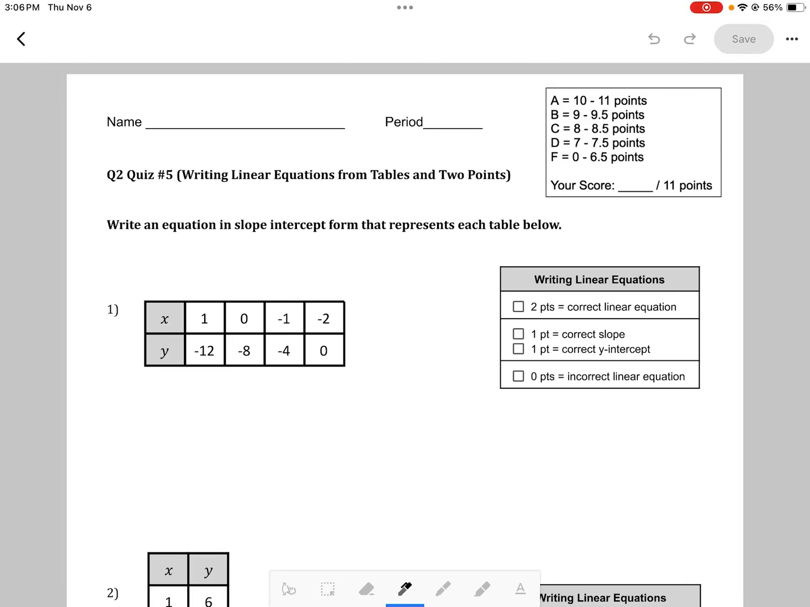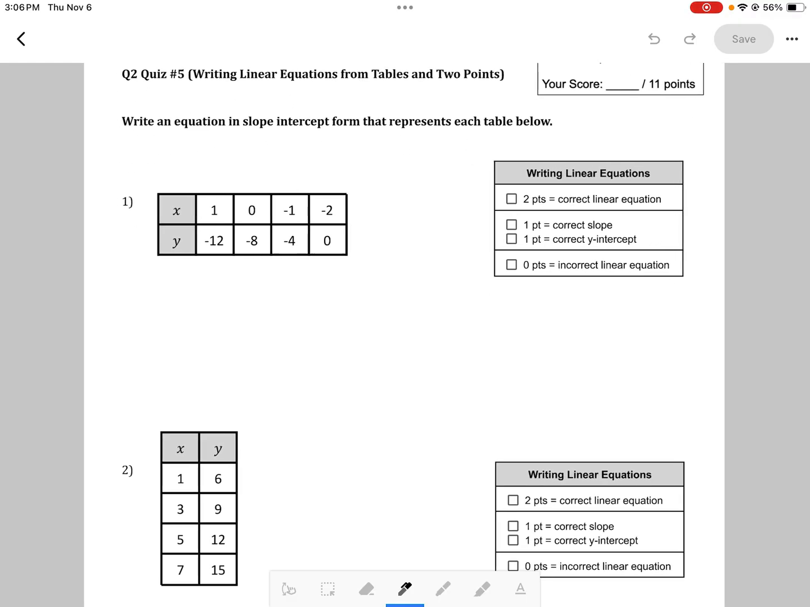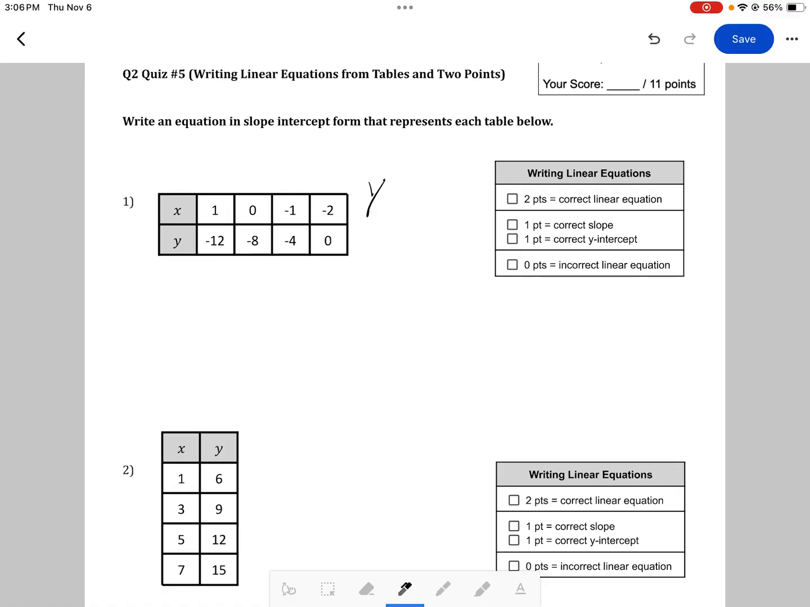Hi everyone, today we're going to talk about our quiz from Friday. The first two problems say write an equation in slope-intercept form that represents each table below. So when I'm solving from a table or 2 points, first I'm going to write out my slope-intercept form for each one.